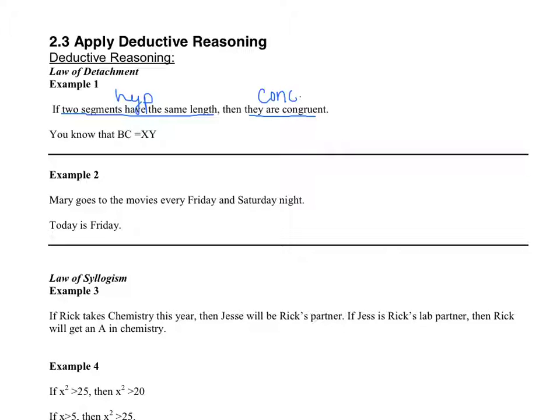And since we know our hypothesis is true, this tells us that the statement is true. If they have the same length, they are congruent. Since we know that, we can say segment BC is congruent to segment XY. We can say that because the hypothesis is true of a true statement.